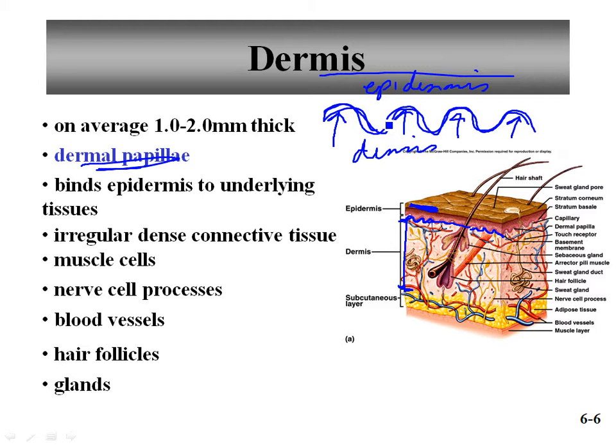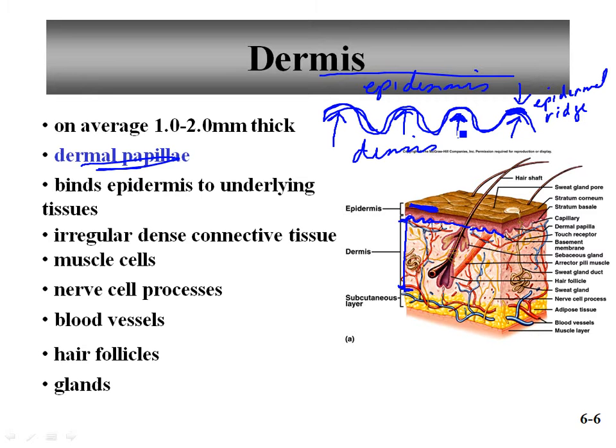Now, if you're looking from the top down, from the epidermis down, you could call that an epidermal ridge. So that's just looking at it from the top down, you're going to call that an epidermal ridge. But if you're looking from the dermis up, you're going to call this a dermal papilla, or these little finger-like projections that stick up in here.